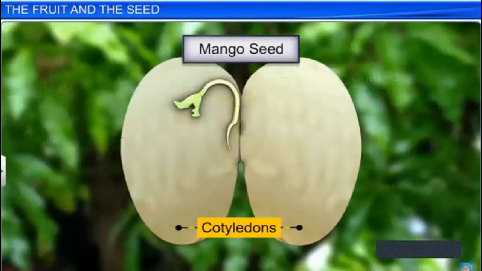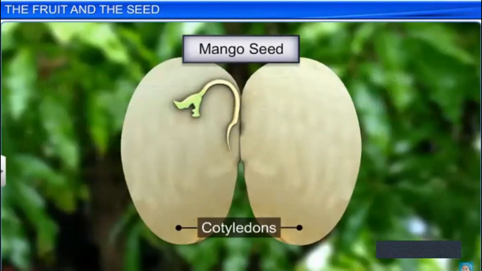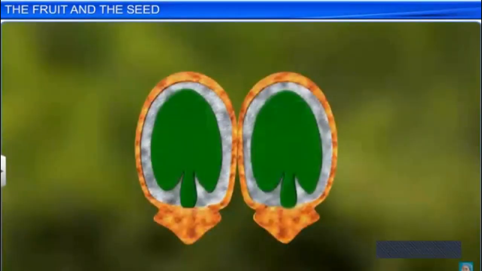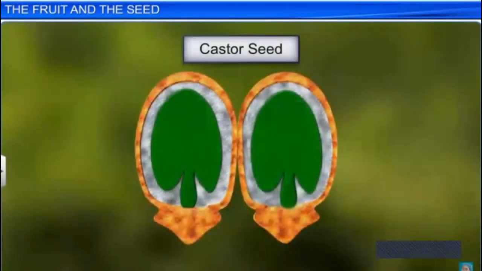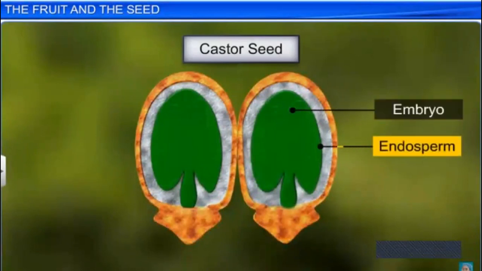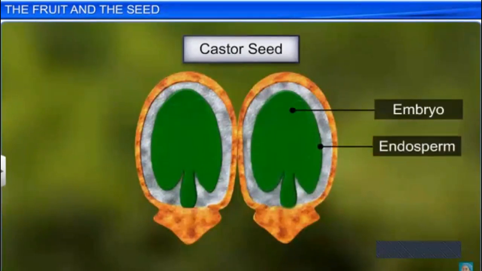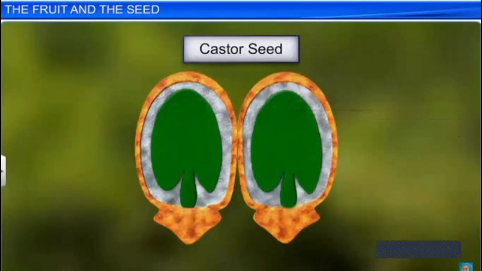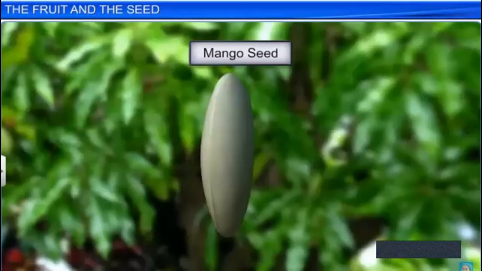The cotyledons are often fleshy and store reserve food materials. In some seeds, such as castor, the developing embryo is surrounded by a nutritive tissue called the endosperm, which stores food and helps the embryo grow. Seeds with endosperm are called endospermic. Whereas in seeds like mango, the endosperm is absent, such seeds are called non-endospermic.